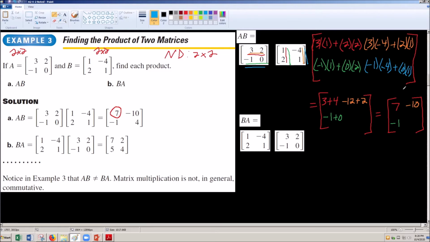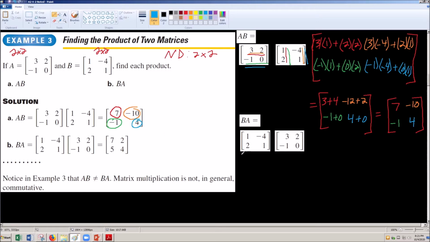There we go. And so now I've got negative 1 times negative 4, which gives me 4, plus 0, which is 4. Perfect. So that is how we are getting each of these entries right here, which match up perfectly, which is exactly what we want. And we now have our product.